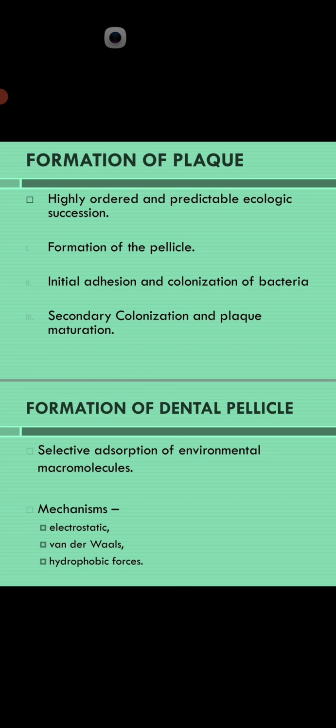Now come to the first. First step is the formation of dental pellicle. Now, how is dental pellicle formed? There is a selective adsorption of environmental macromolecules. These macromolecules come from saliva or gingival crevicular fluid, which are protein, glycoprotein, and polysaccharide. These macromolecules selectively adsorb onto the tooth surface to form a pellicle.